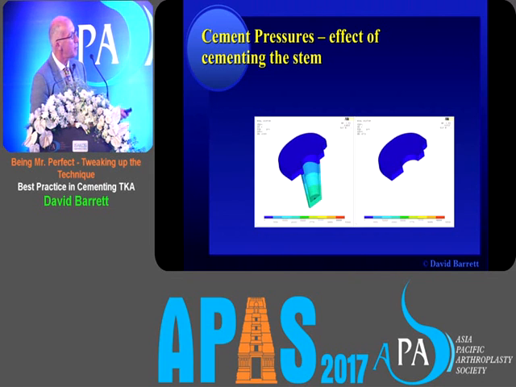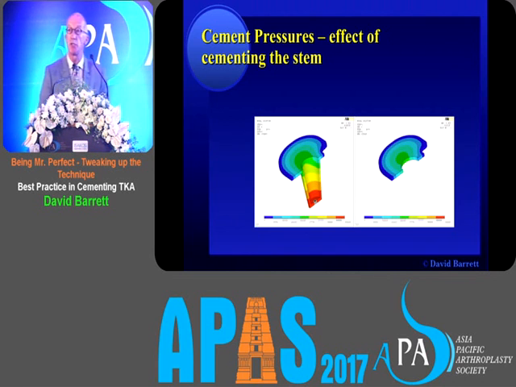And you can see where we put cement down the stem, we can generate much more pressure than if we just put cement just on the tibia there with no cement down the stem. So if we run that animation, you see as I pressurize the cement, we get high pressures here, much higher than we can if we just cement the tibia on its own.